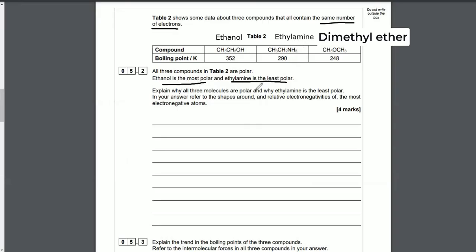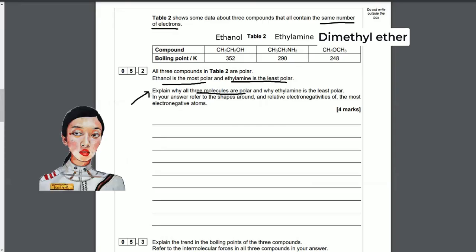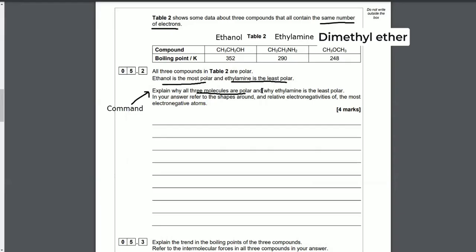Explain why all three molecules are polar. So we're going to get a mark. This is the command word. This is where you're going to get your marks and how you frame your question. So the command is explain why all three molecules are polar. I imagine that's one mark. And while ethylamine is least polar, that's going to be a second out of the 4 marks.